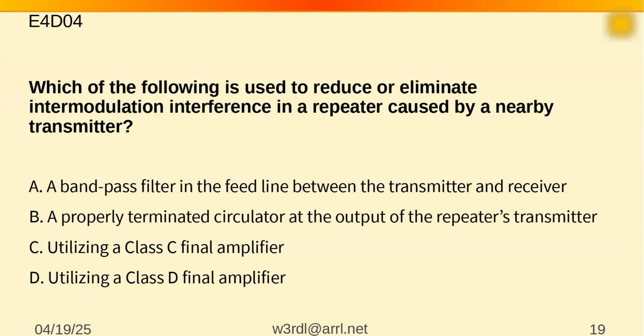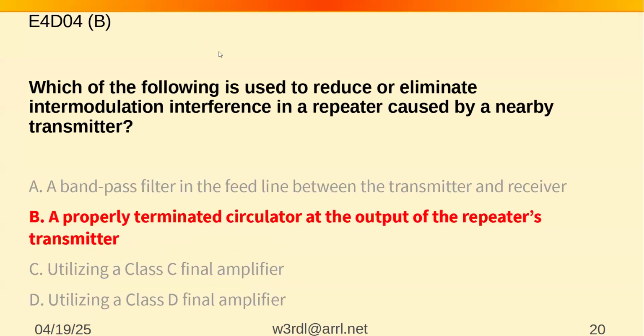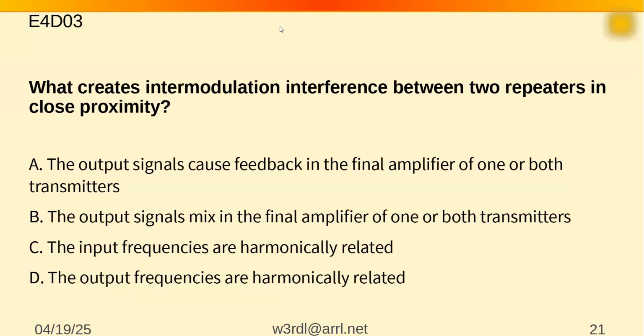Right, yeah, I remember. Which of the following is used to reduce or eliminate intermodulation interference in a repeater caused by a nearby transmitter? I think we probably know this one by now. Even though we don't understand it, you know the answer, right? What creates intermodulation interference between two repeaters in close proximity?